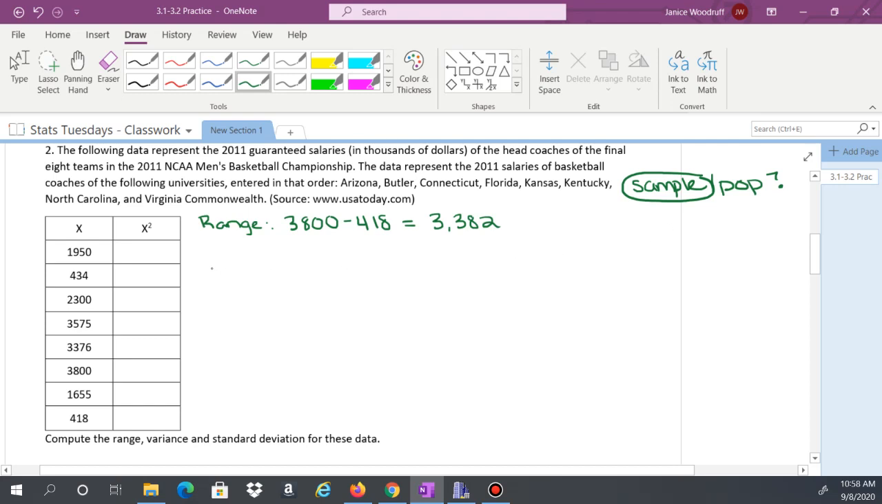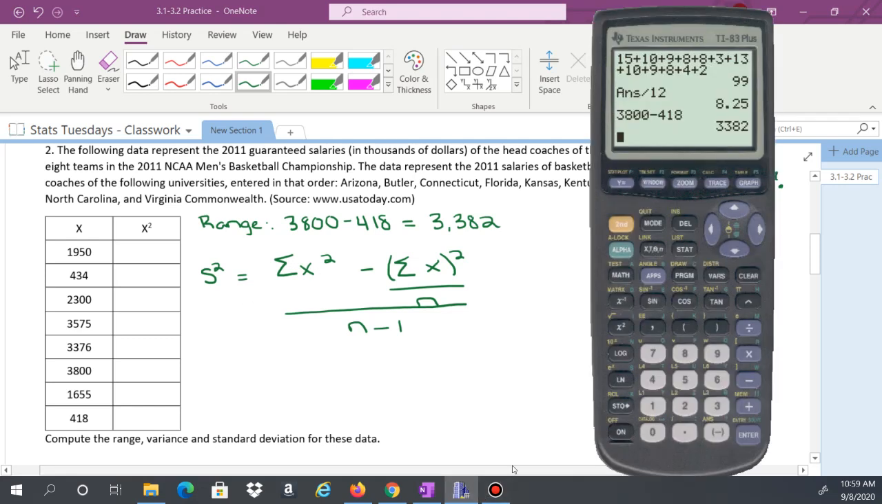I'm going to go ahead and write it out. So you've got the sum of x squared minus the sum of x, squared, over n, all over n minus 1. Okay, so in order to do that, we do need to fill out this table. So we need to do 1,950 squared.